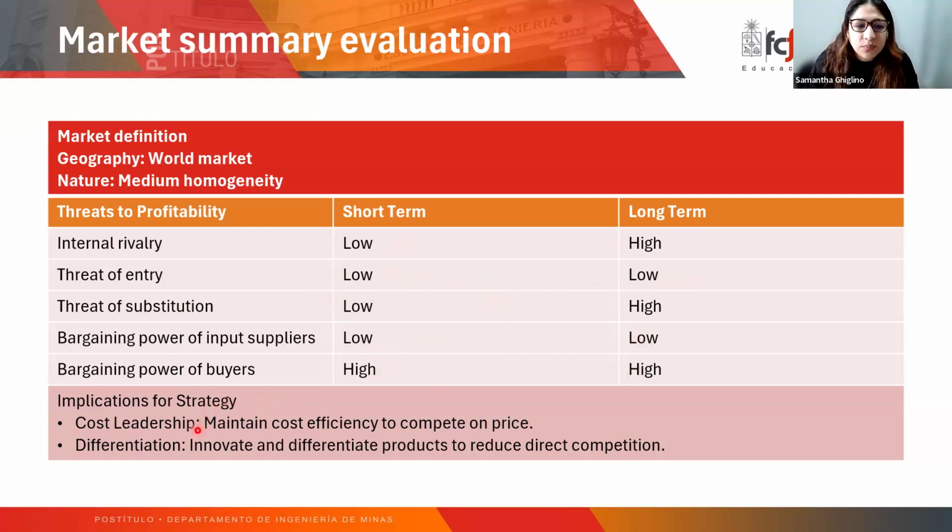So basically, this summarizes: we are going to maintain cost efficiency to compete on price and innovate and differentiate products to reduce direct competition. Okay, so I think that sums it up. That's it. All right, thank you very much.